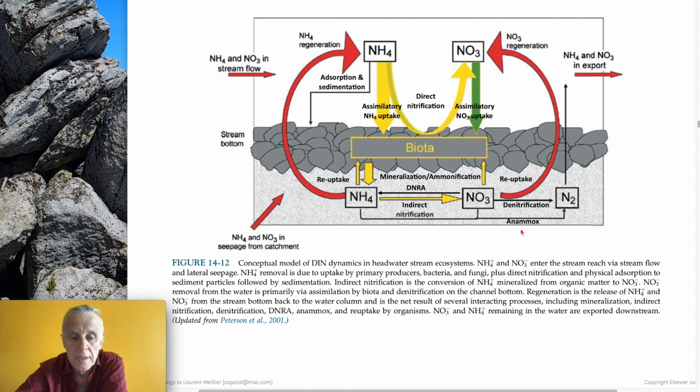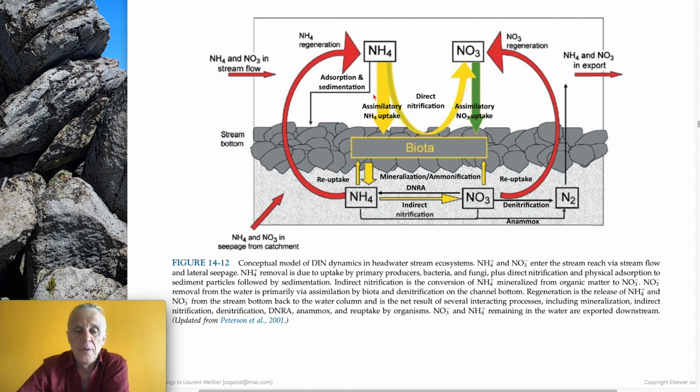Okay. So we have three major processes. One process in red, one process in yellow, which involves biota, and one process in green. All right, so the process in red, we have ammonium and nitrate in seepage from the catchment getting to the sediment. We have the stream bottom here. We have ammonium and nitrate in the stream flow. And we have this ammonium regeneration.